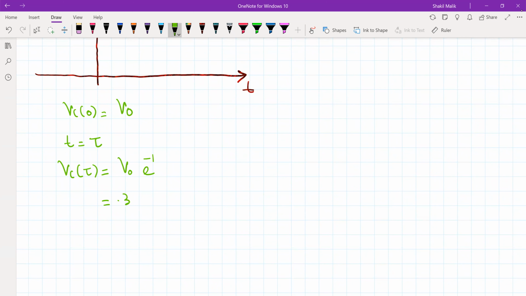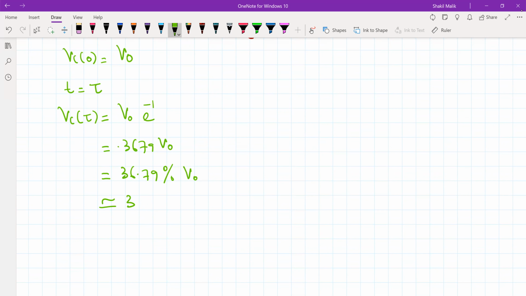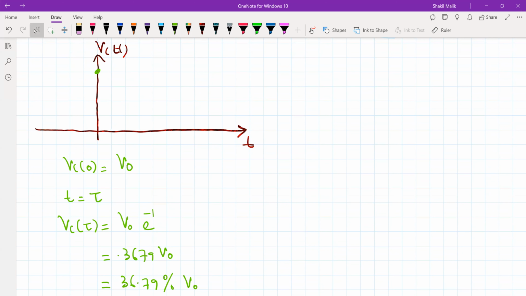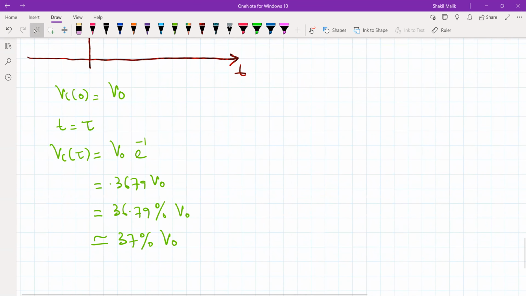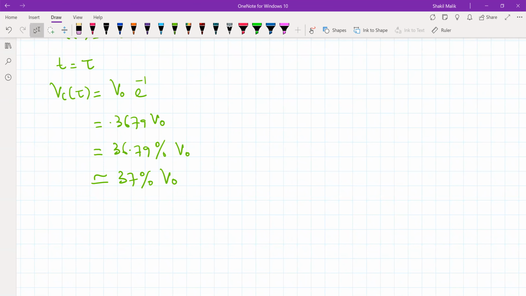So that's equal to, what will be this? This is equal to 0.3679 V naught. In other words, this is equal to 36.79% of V naught, or if you assume this is equivalent to 37% of V naught. In other words, in one time constant, the capacitor voltage decreases to 37% of the initial value. Means the capacitor voltage is dropping to almost 37% in one time constant.